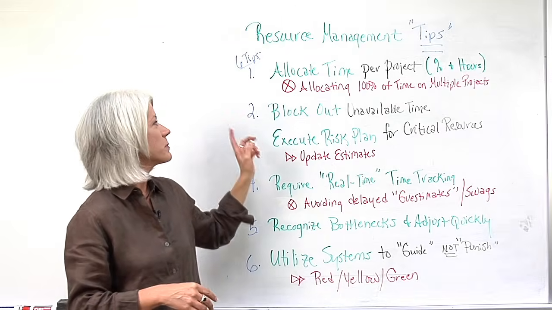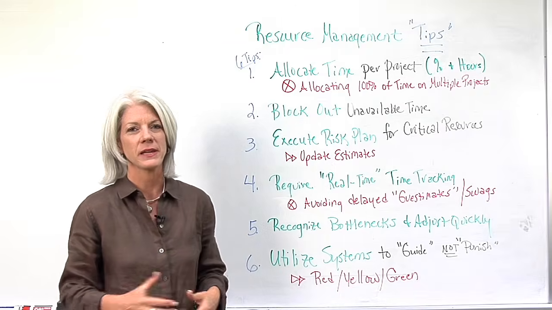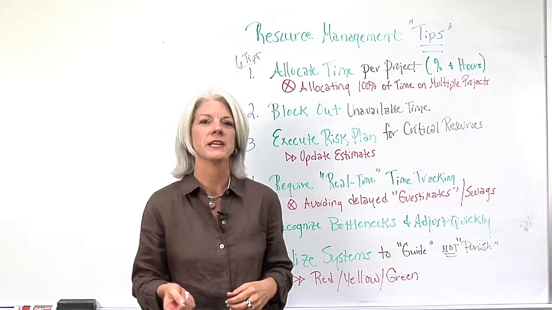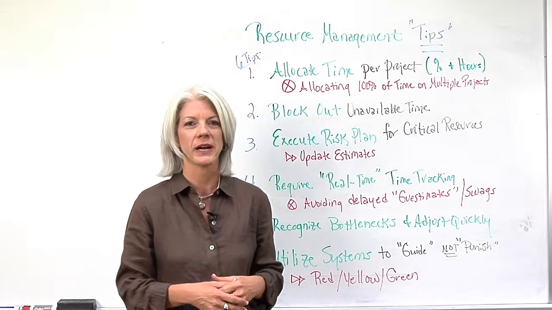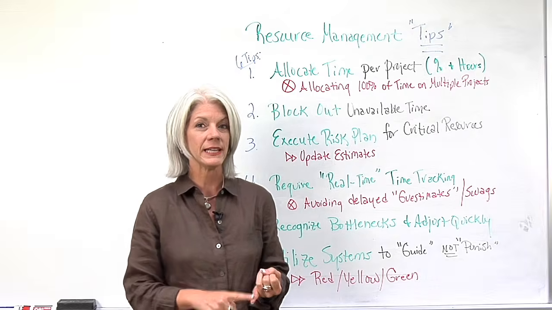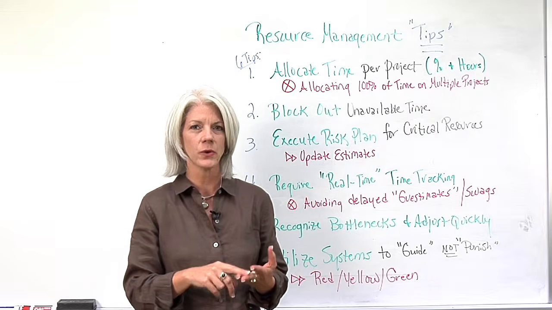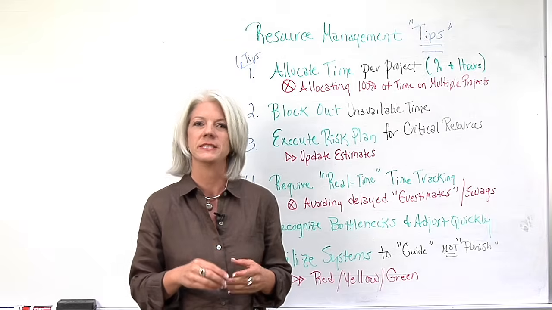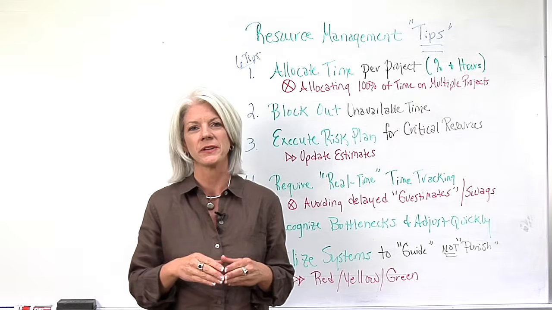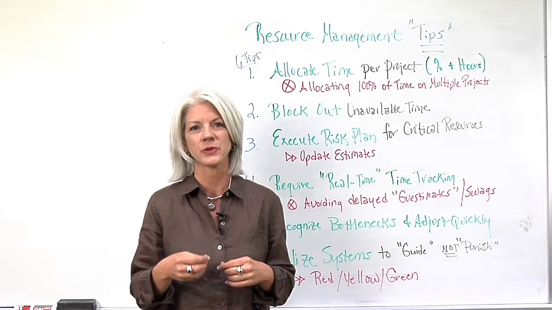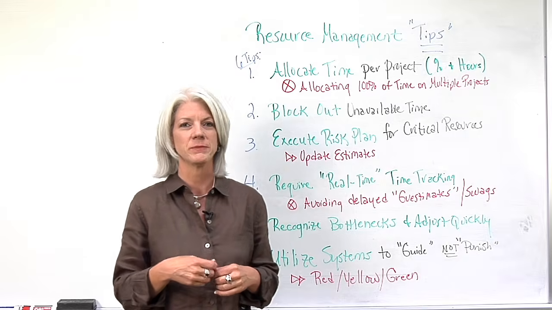Number 2, block out unavailable time. So the people on your team are not available 100% of their time, even if they're allocated to your project. They're out for meetings or vacation or any other times they may be out of the office. It's important to block that time out on their schedule so they're not assigned critical deadlines or times due during the times that they're out.